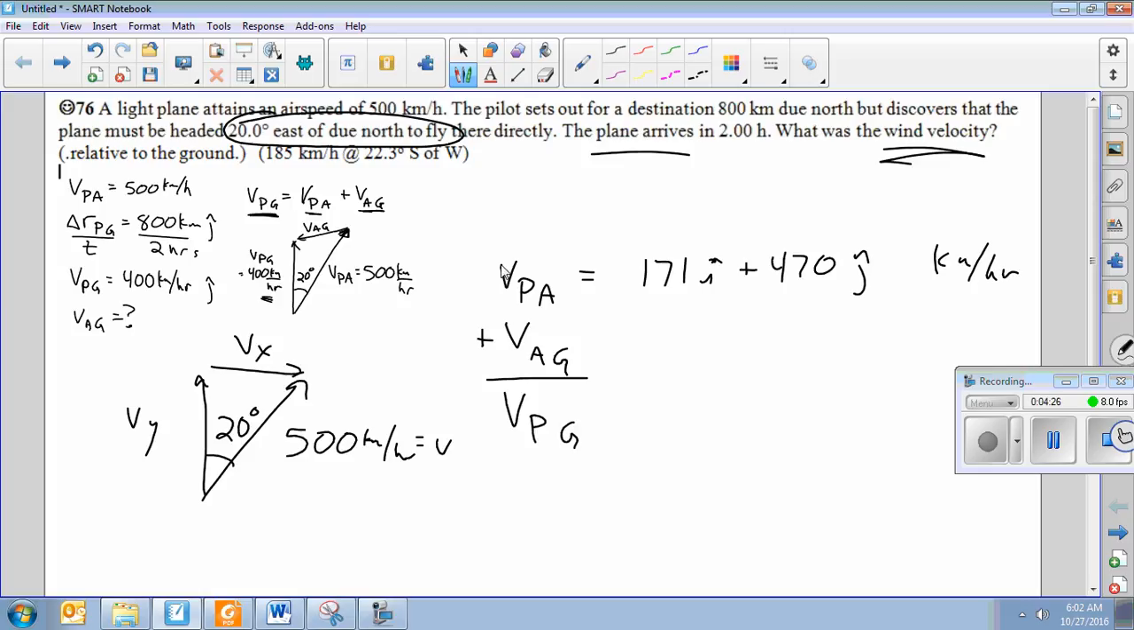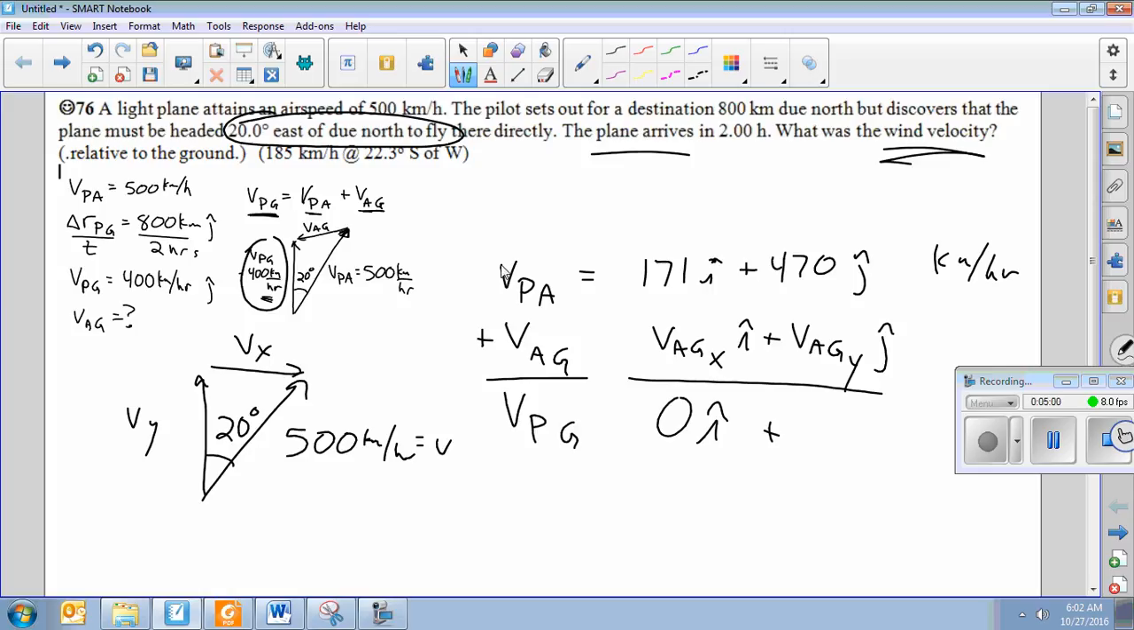Now, the velocity of the air relative to the ground, we don't know. So let's call this the velocity of the air relative to the ground, x component i, plus the velocity of the air relative to the ground, y component j, right? So this all has to add up to the velocity of the plane relative to the ground. Well, the x component of the velocity of the plane relative to the ground is 0, right? Plus the y component is 400, right?